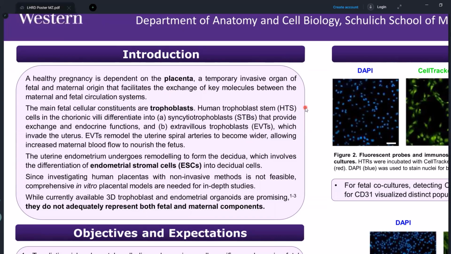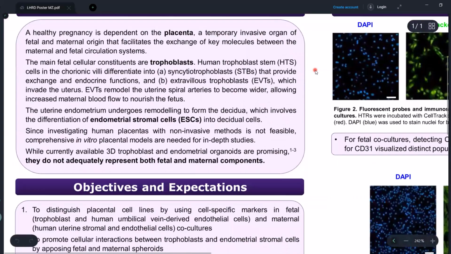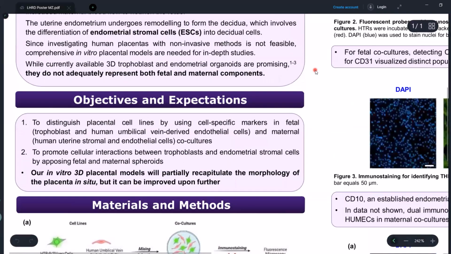Thus, there is growing interest in developing comprehensive in vitro models of the placenta for in-depth studies. While researchers have recently developed promising 3D trophoblast and decidualized endometrial organoids, they do not adequately represent fetal and maternal components as 3D structures that interact with one another. Our project aims to fill this gap, which is demonstrated by our two objectives.